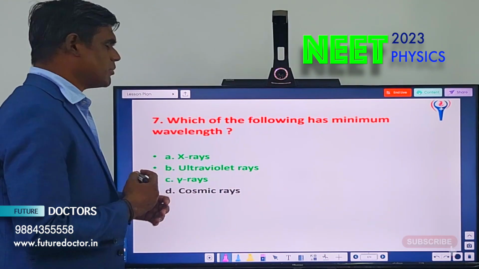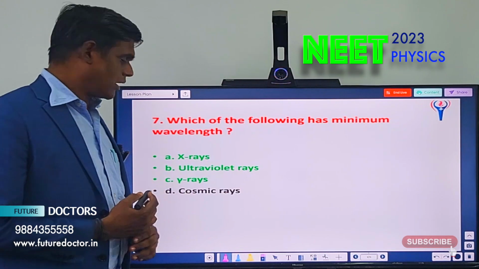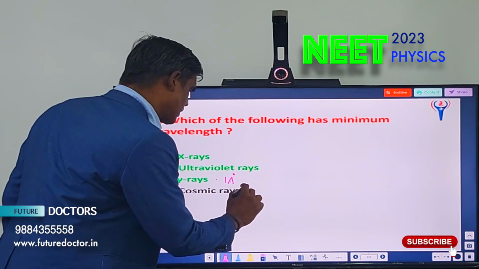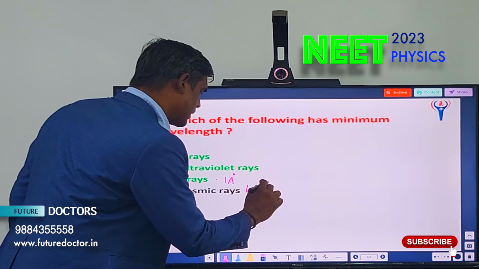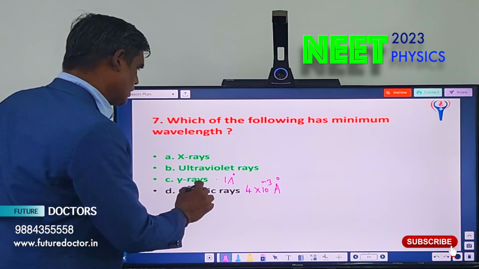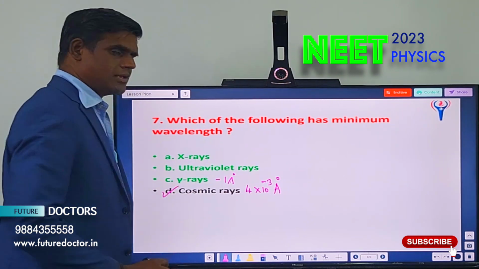Which of the following has minimum wavelength? Previously we discussed gamma ray, but cosmic ray is less than that. Gamma ray will be around 1 angstrom, but cosmic ray will be around 10 power minus 3 angstrom. So if cosmic ray is not given, gamma ray is the correct answer. And therefore, gamma ray, option D, is the correct answer.